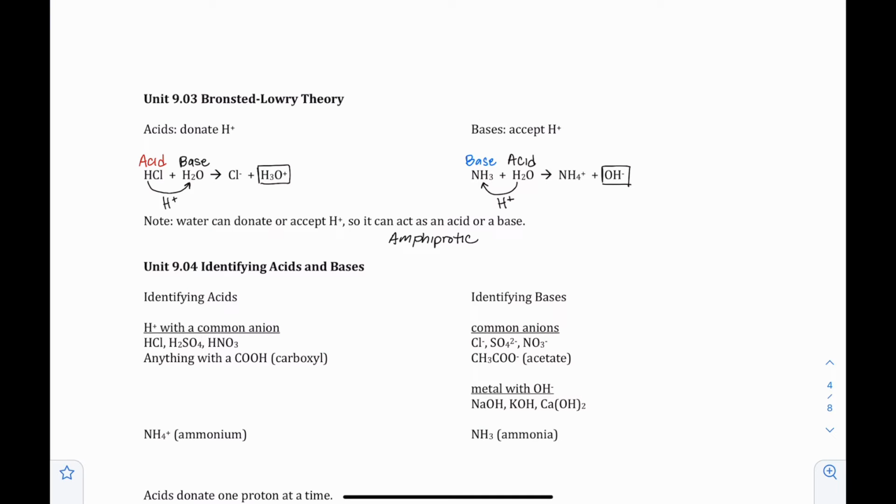Notice that in these two examples, we can see that water can act as an acid or a base because it can donate a proton or accept it, depending on what it's with. That's called amphiprotic.